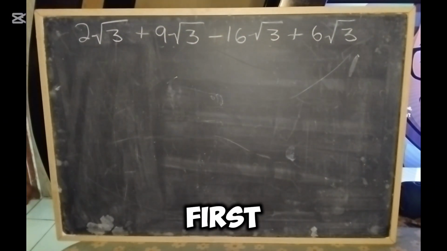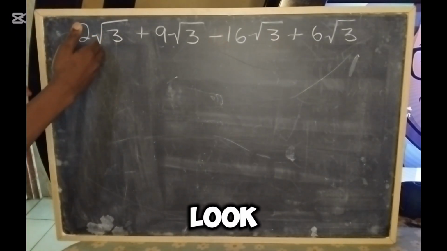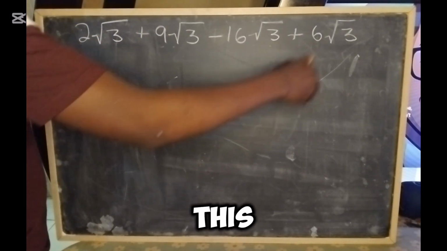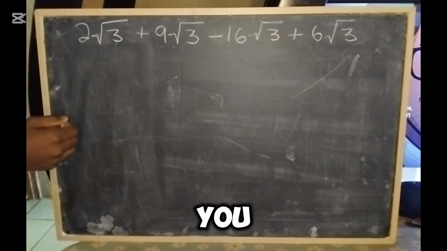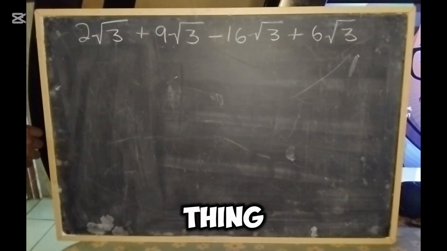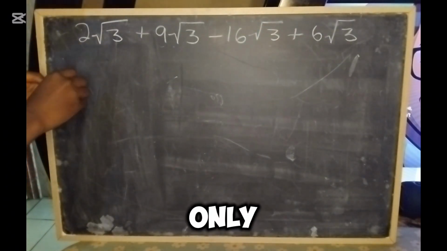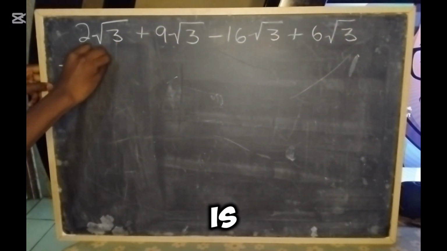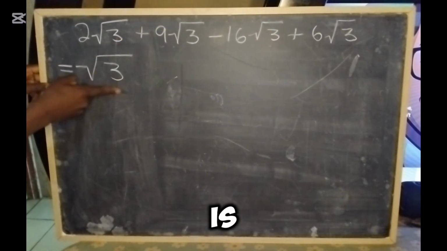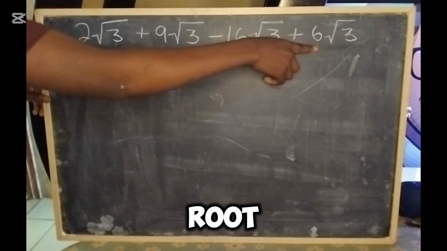First thing first, the only thing that you have to do first is just to look at each term. Look at this term, this term, this one, and this one. Find the thing that is similar in each term. When you do observations, you see that the only thing that is similar among all these terms is the square root of 3. Now the only thing that you have to do is to factorize. When you factorize, you take out the thing that is common among all the terms, which is the square root of 3. The square root of 3 is here, here, here, and also here.